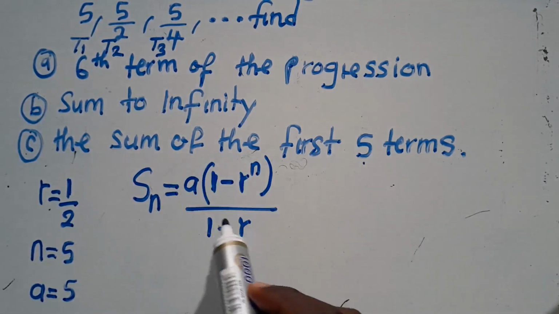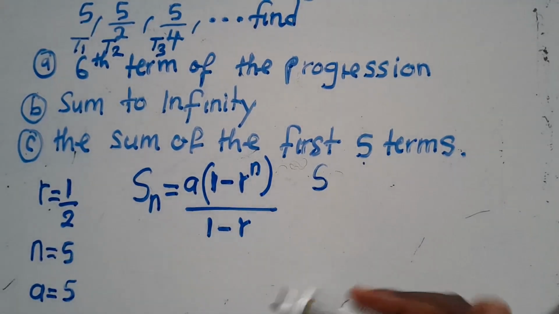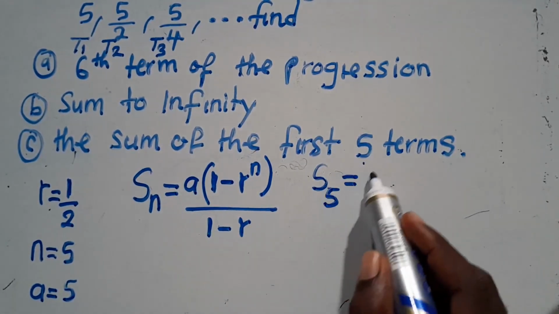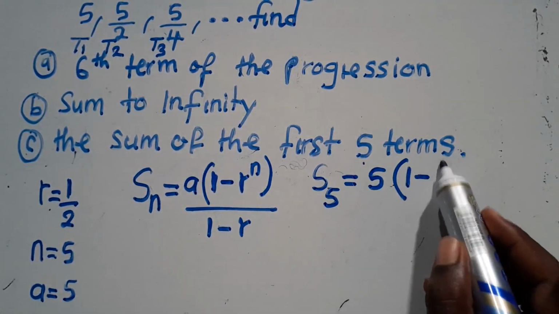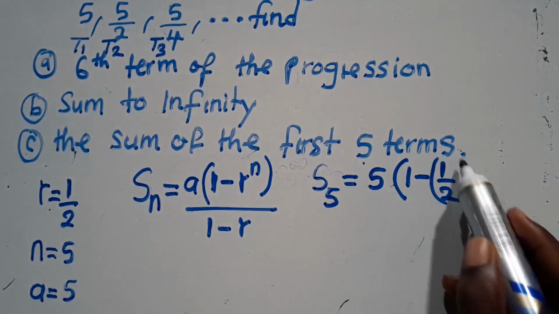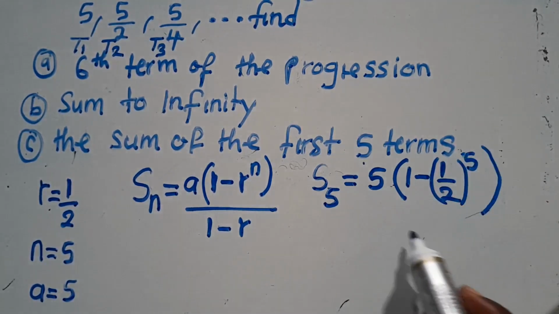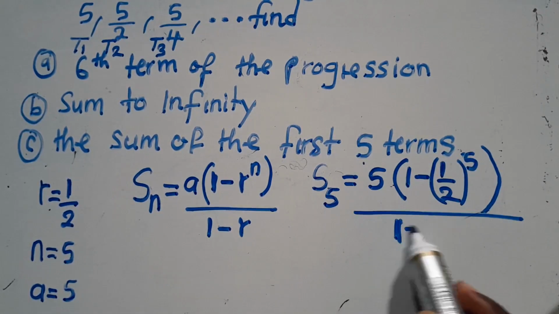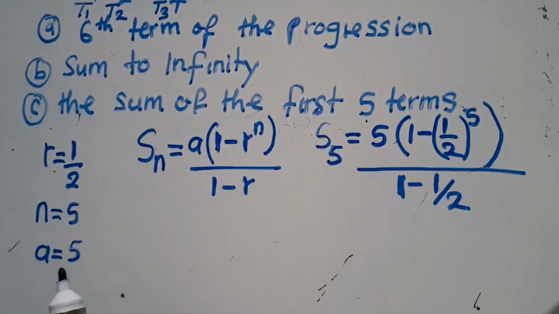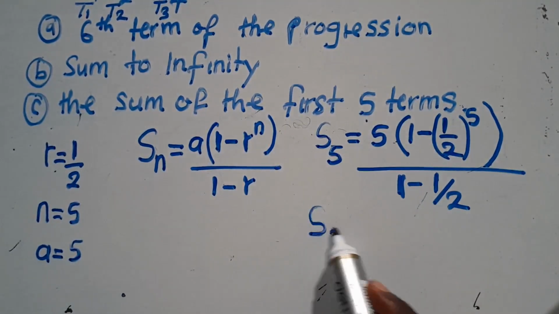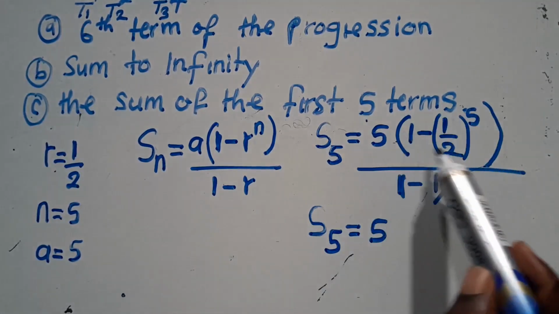Then I just substitute in this formula, where I'm going to say S5, n is 5, is equal to first term 5, times 1 minus, what is my common ratio? My common ratio is 1/2. I do this, power n, which is 5. Then I say over 1 minus common ratio 1/2. This is what I'm going to do. And then I say this one is now equal to, there is 5 outside there, and then I just evaluate what is on top.